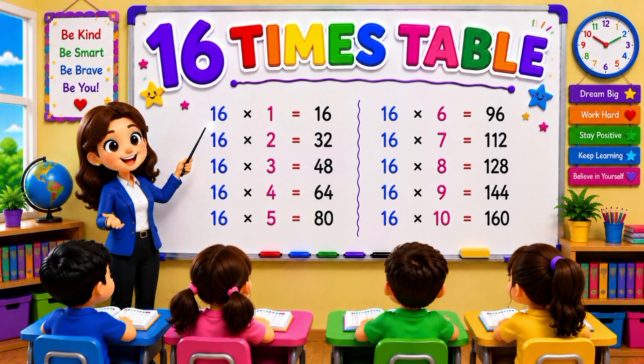16 times table. 16 ones are 16. 16 twos are 32. 16 threes are 48. 16 fours are 64. 16 fives are 80. 16 sixes are 96. 16 sevens are 112. 16 eights are 128. 16 nines are 144. 16 tens are 160.